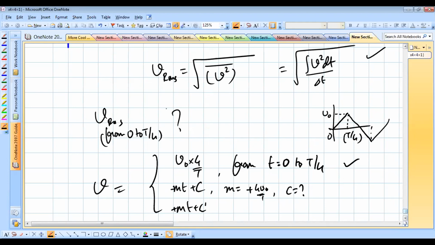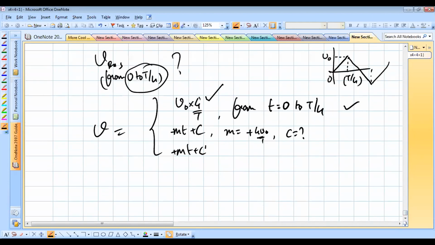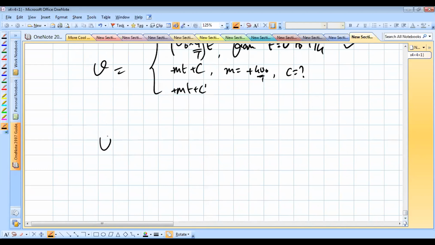But here we are only concerned with 0 to t by 4. We are only concerned with this part of the formula. This into t, so y equal to mx, that kind of function. So v square is equal to that slope into t, whole square. So that slope was 4 v0 by capital T, whole square into t square. So your v is like this.